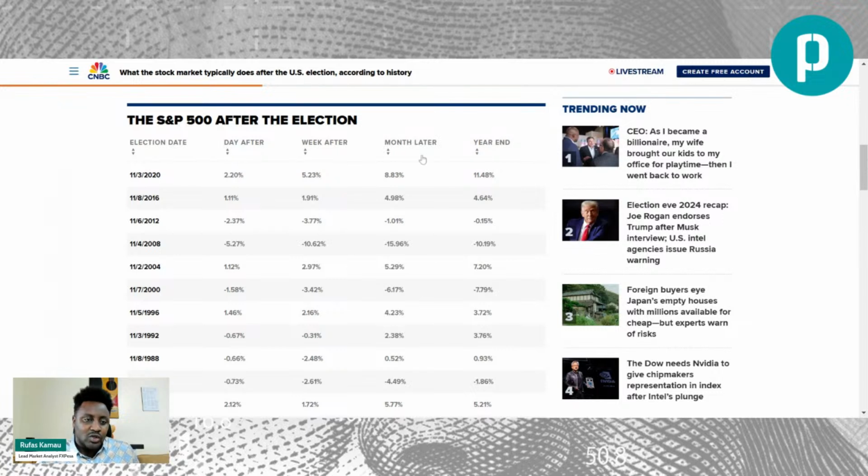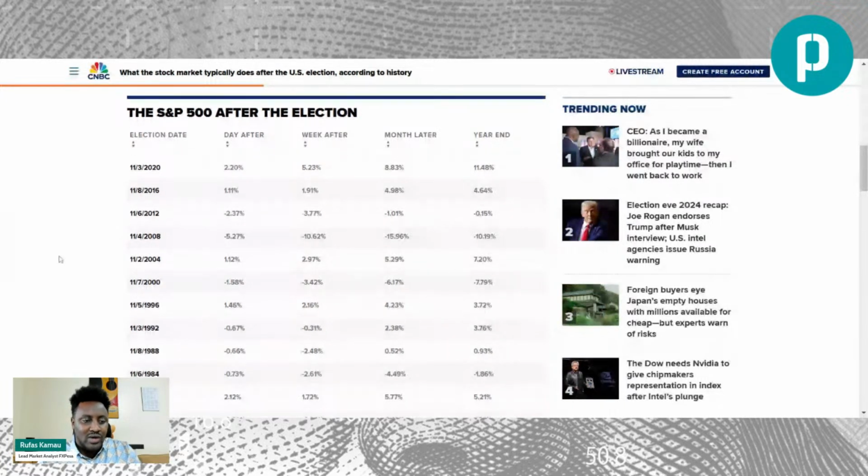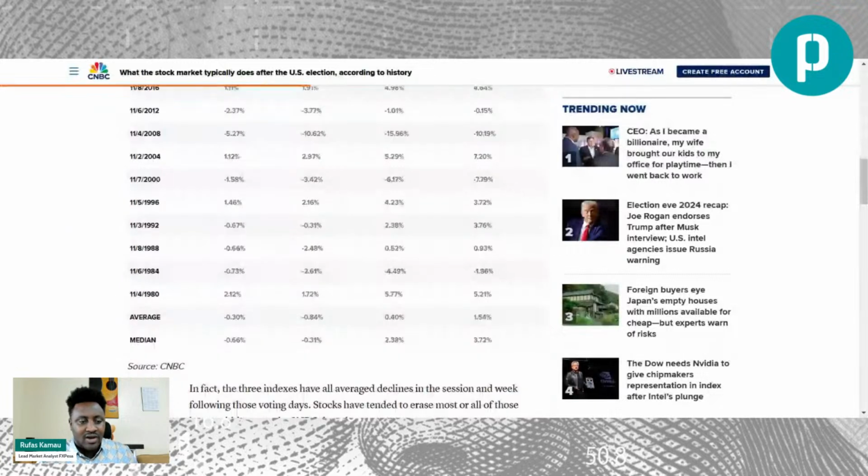So immediately after the elections, the following day, if you look at the 2020 election, the market gained by 2.2%, 2016 election 1.1%, 2012 dropped by 2.37%, and so on. So when you compute all the way back to 1980, then the average performance in the first day after election was a drop of negative 0.3%, meaning that the SP 500 doesn't particularly do well in a day after election, with the median performance being 0.66%.